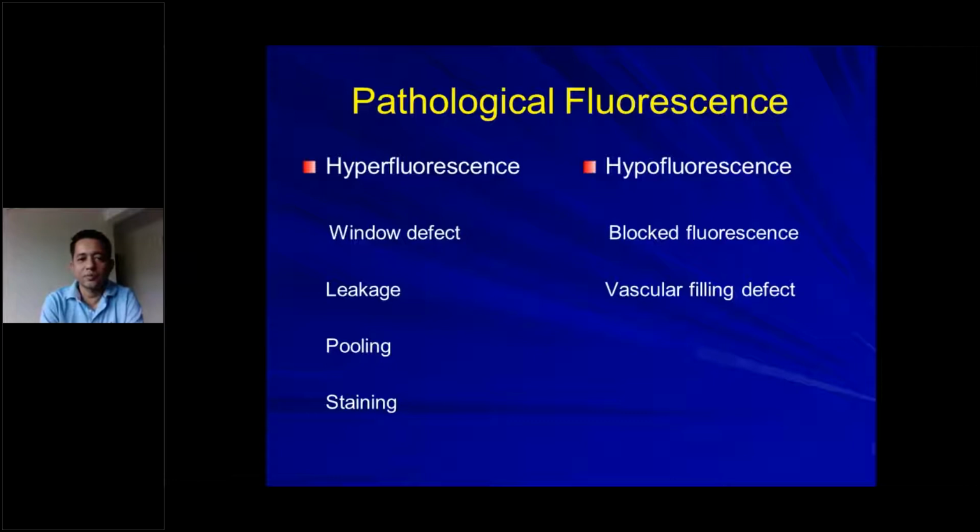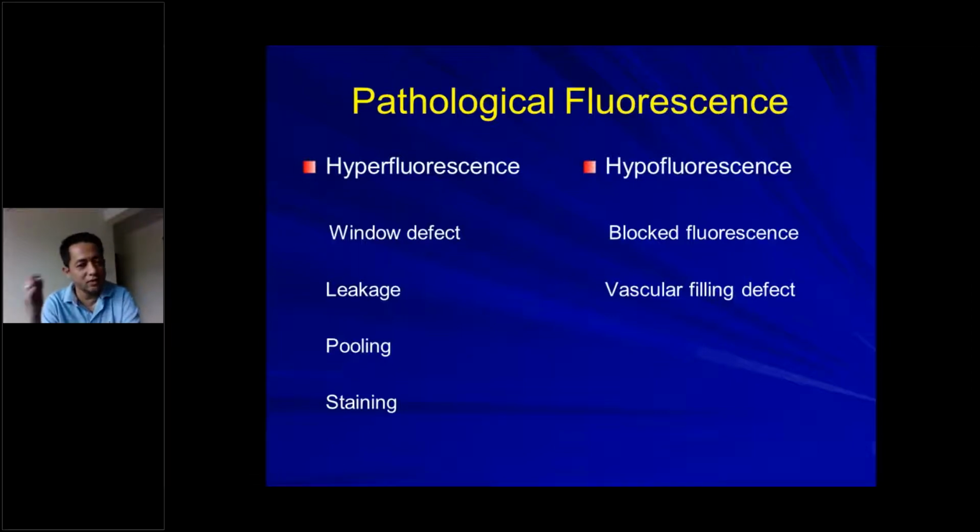Then obviously the retinal vessels, the macula, and the sclera. But what we're interested in is to find out the pathological fluorescence. And there are two types of pathological fluorescence. We see hyperfluorescence and hypofluorescence. In very easy terms, hyperfluorescence is when you have more of the dye being seen in the picture, and hypofluorescence is when less of the dye is seen in the picture.